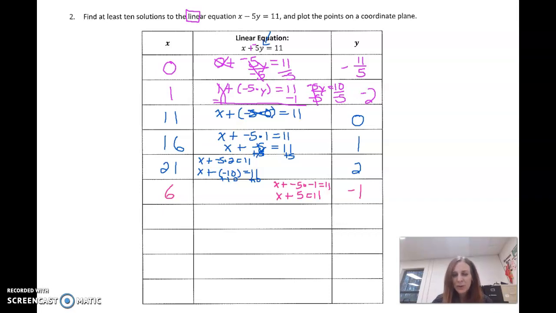I did negative 2. How about negative 3? Let's go x plus negative 5. I know I keep adding parentheses and not adding parentheses. It's just what I end up writing. Equals 11. Negative 5 times negative 3 is a positive 15. So x plus 15 equals 11. What number plus 15 equals 11? It's a negative 4. Or you can subtract 15 from each side. And you get a negative 4.